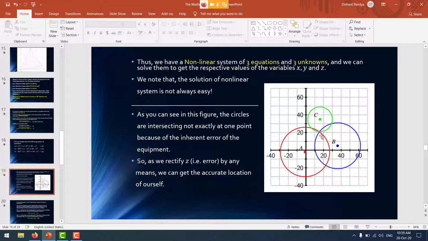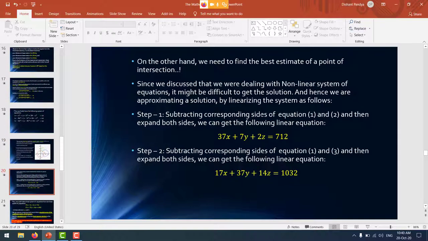That z term, you remember that z term? That z term comes into the picture because of that error. You are not having circles which give you an exact point. If you had a single point of intersection of these three circles, then that must be your precise location. So now we need to rectify this error. How do we rectify this? Now there are various options.